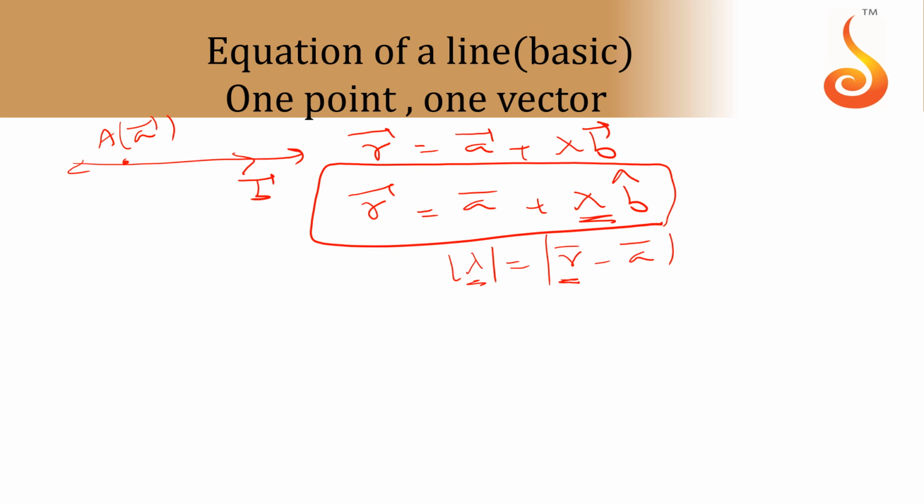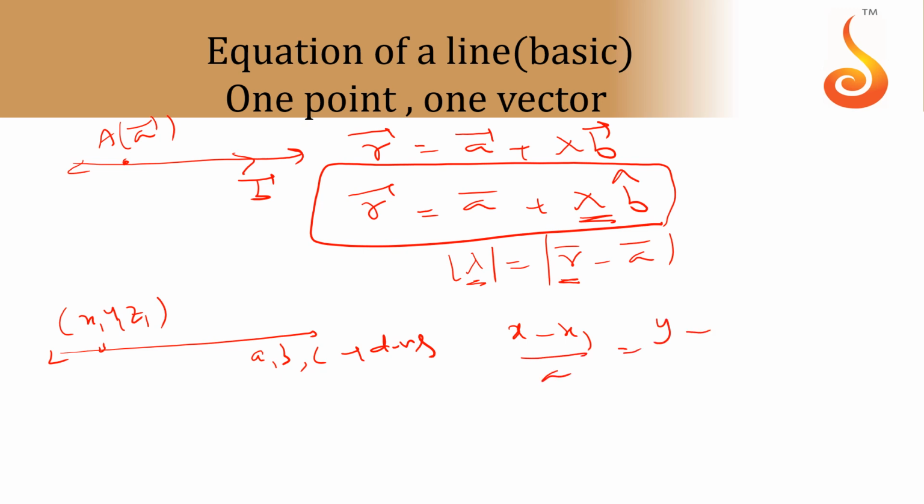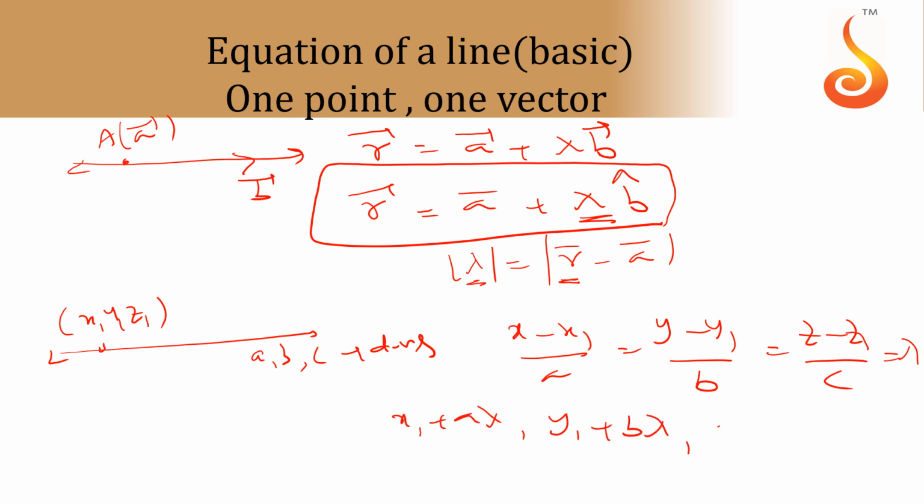Now the same thing if I do in Cartesian, what will be the difference? Instead of the position vector, you will tell the point, and instead of telling the vector, you will tell its DRs. Then what is the formula? x minus x1 by a equal to y minus y1 by b equal to z minus z1 by c. If I take some lambda, you can write any point on the line as x1 plus a lambda, y1 plus b lambda, z1 plus c lambda.